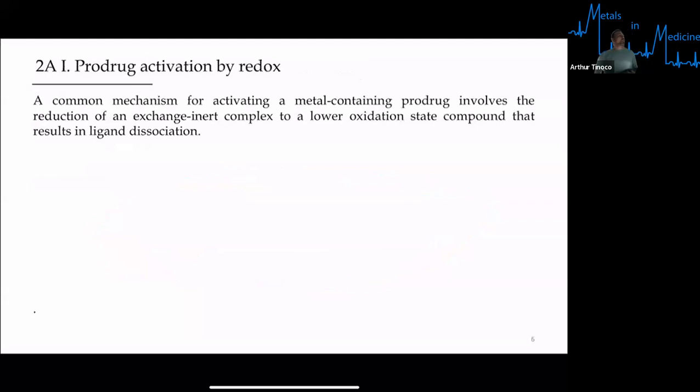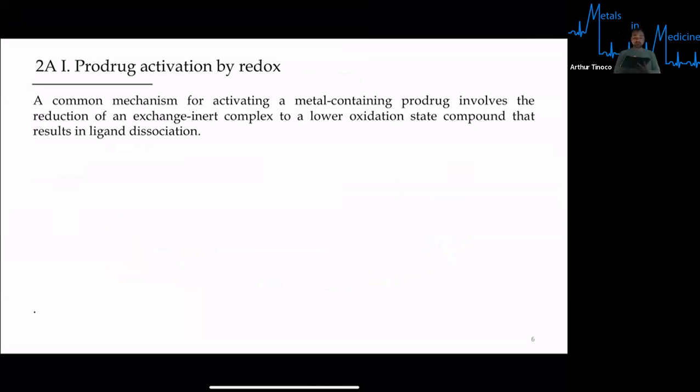All right, so one of the things that I want to focus on is this idea of activation by exploiting the redox, or at least the reduced environment of cells. And so here we're going to look at prodrug activation by redox. A common mechanism for activating a metal-containing prodrug involves the reduction of an exchange inert complex to a lower oxidation state compound that results in ligand dissociation.